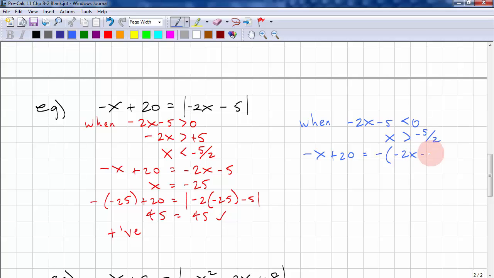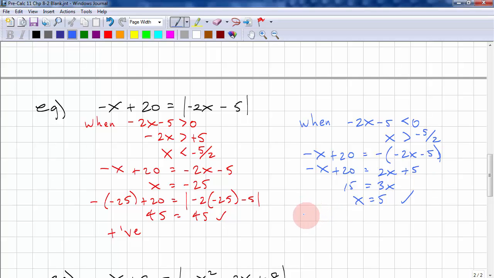negative 2x minus 5. We put a minus and then brackets. We distribute the negative sign, we get 2x plus 5. Here we still have minus x plus 20. So we bring the x over to this side, it becomes 3x. We bring the 5 over to the other side, it becomes negative. So 20 minus 5 is 15. So x equals 5. 5 is bigger than negative 5 over 2, so this is good.